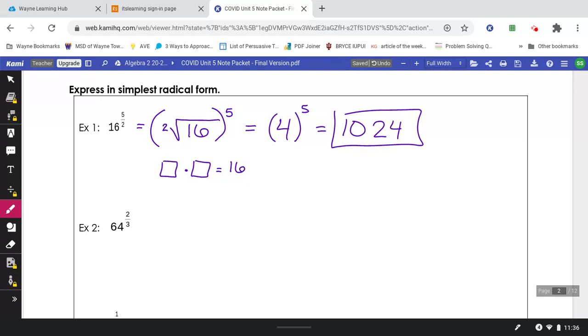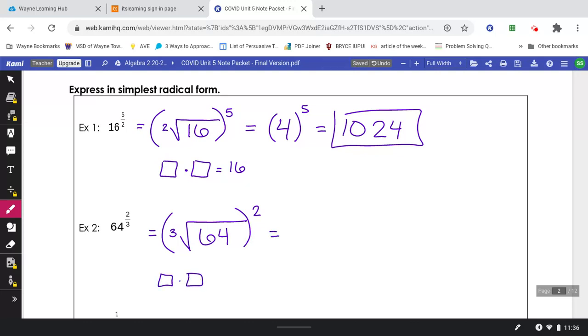All right, for the next problem, we have 64 to the 2/3 power. So we'll start by writing it into radical form. The top number goes up here at the top. The bottom number, the denominator, goes on the root. And we focus on our parentheses first.